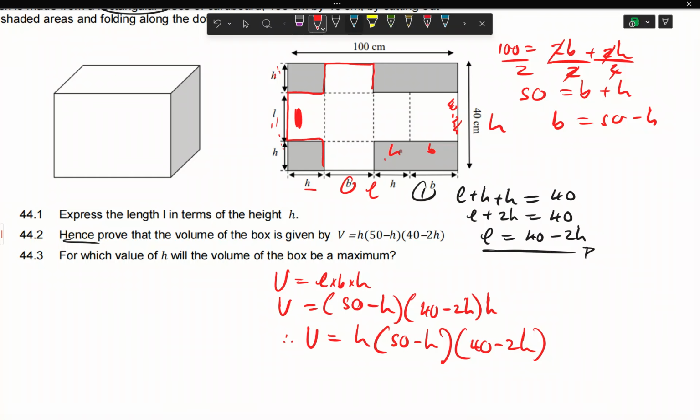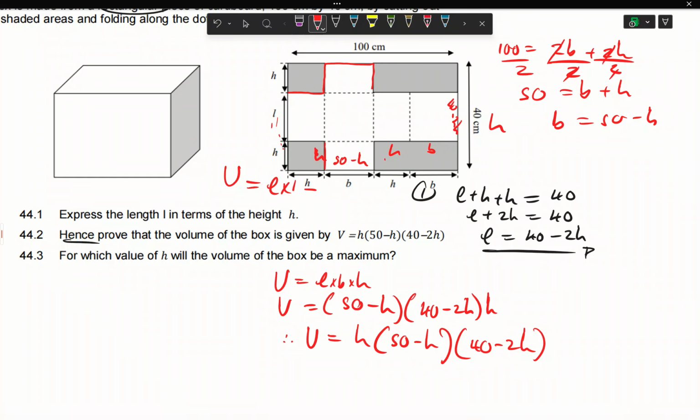And then to find this part here, you're going to say from 100, you sum all of those. So to find this b, take this one to your left. So now b is simply 50 minus h. And then this height is just the h.